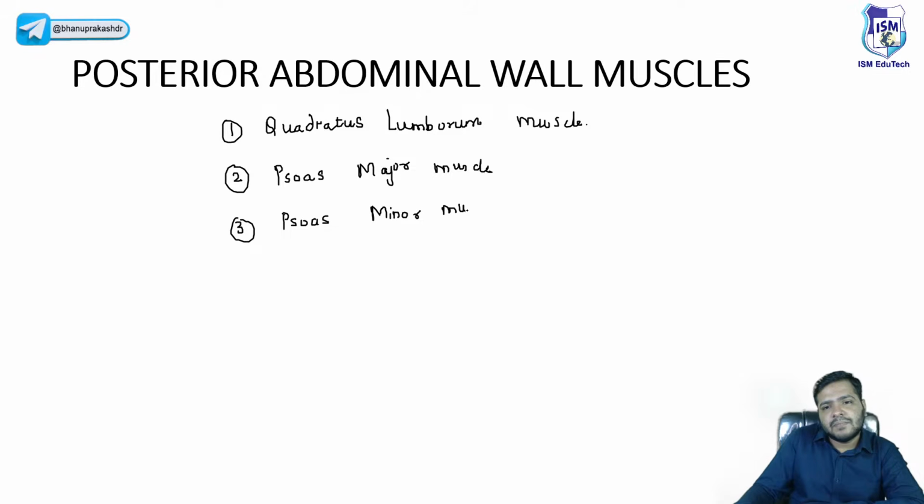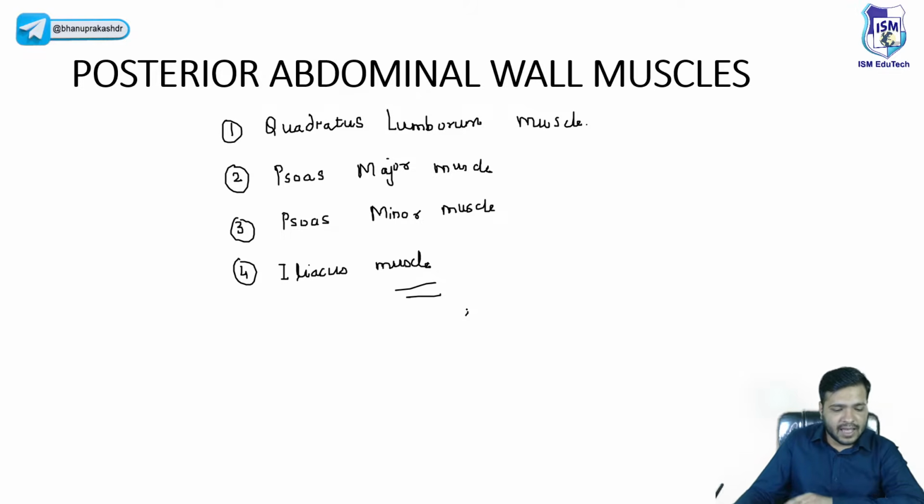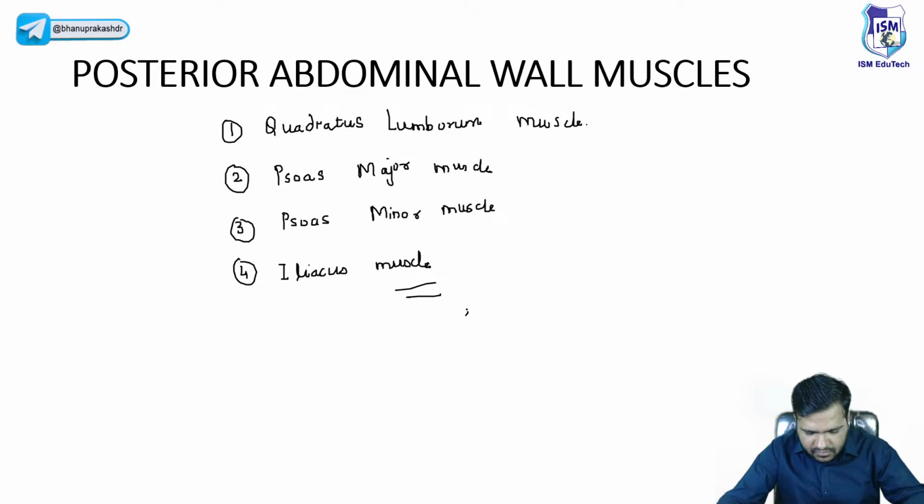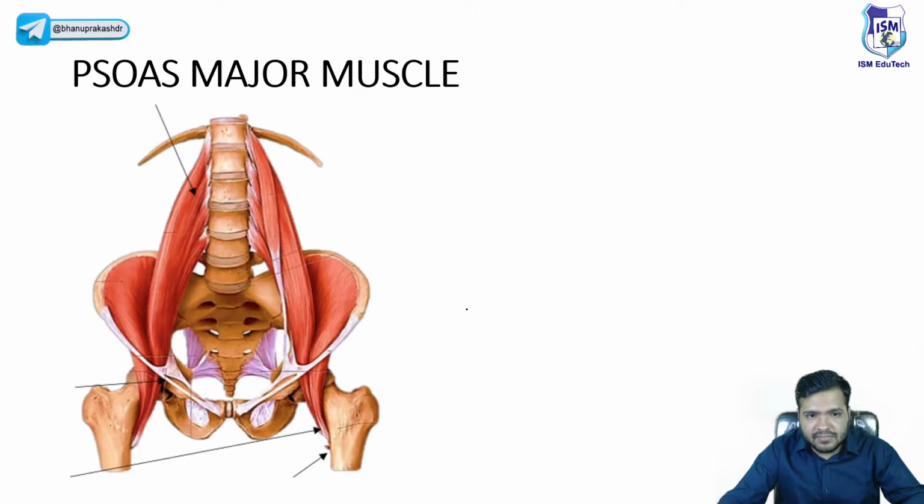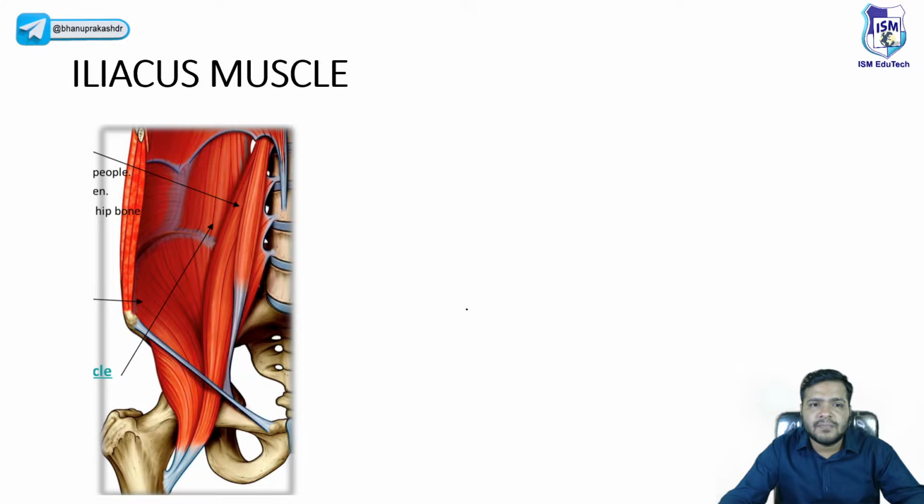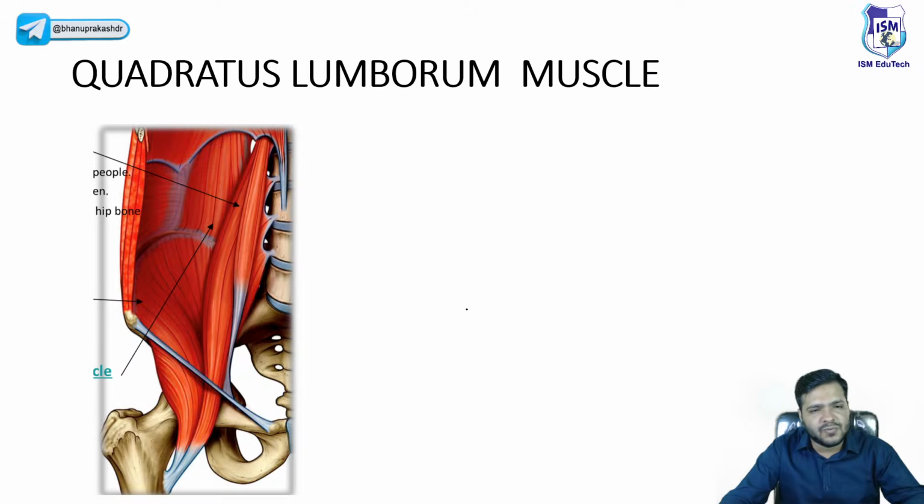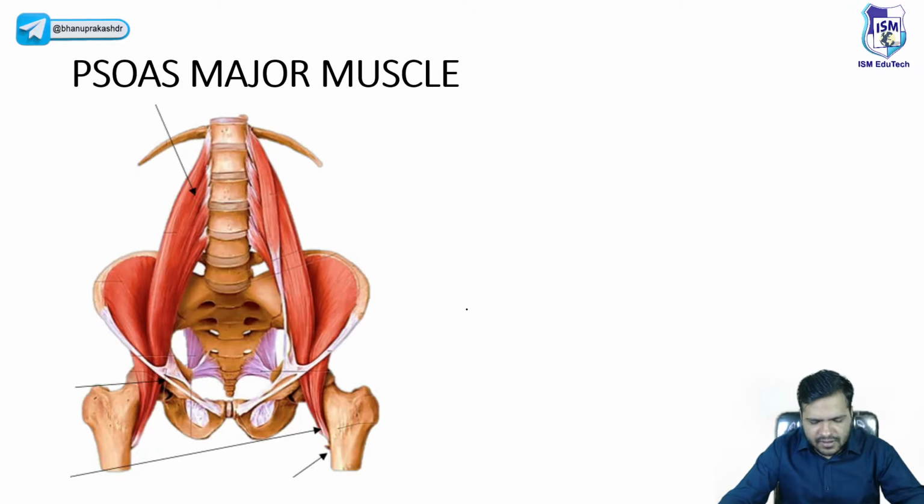The psoas minor muscle. And the fourth one, beta, is the iliacus muscle. I'm going into very much detail, guys. So the very first ones we have to remember are psoas major, psoas minor, iliacus, and quadratus lumborum. So let us start with psoas major.